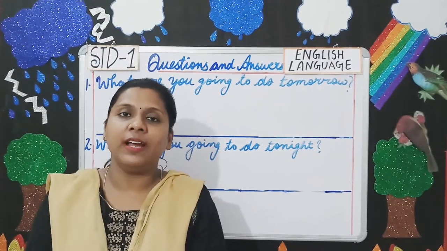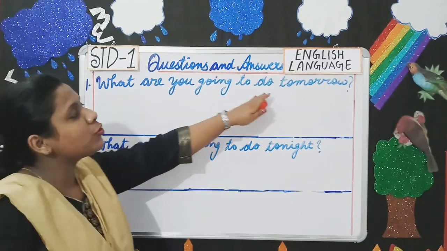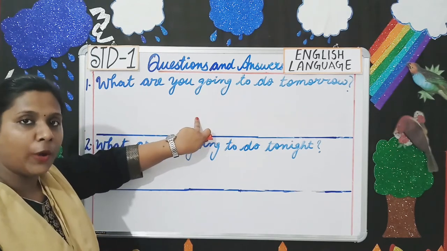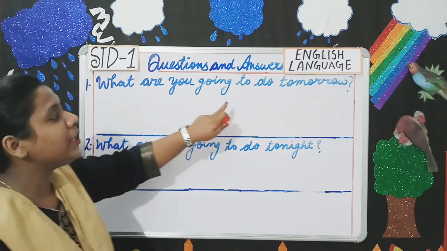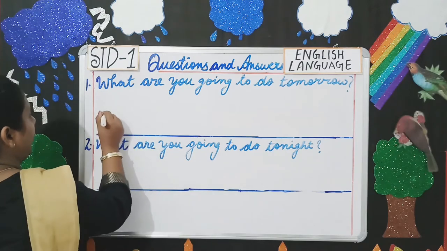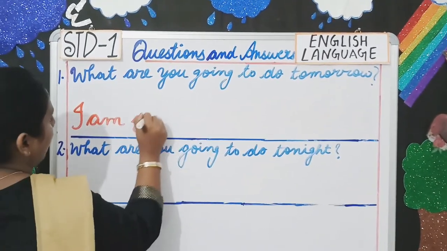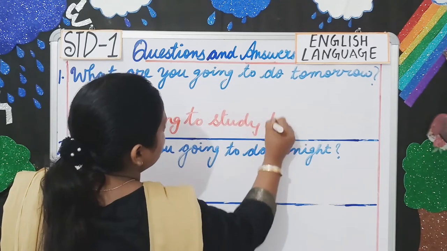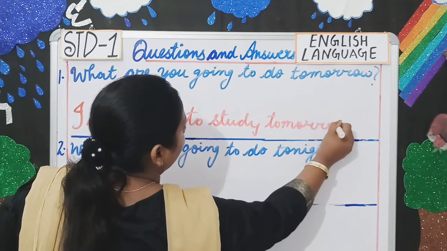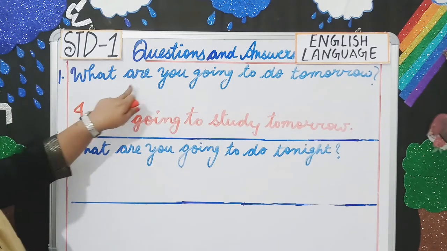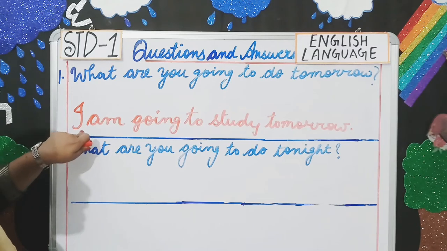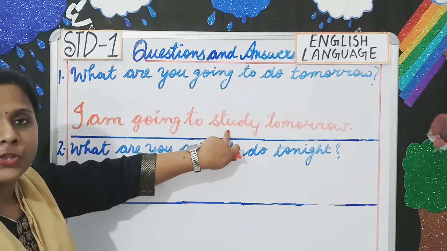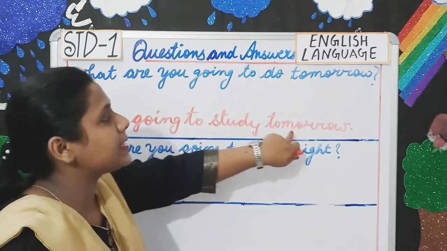Moving on to the next question, that is, what are you going to do tomorrow? When the question has going to, your answer should also have going to. You will write, I am going to study tomorrow. How are you framing this answer? What are you? So you becomes I, and with I you use am. I am going to, you will take from the question, and whatever you want to write here you can write. I have written study. Study tomorrow.